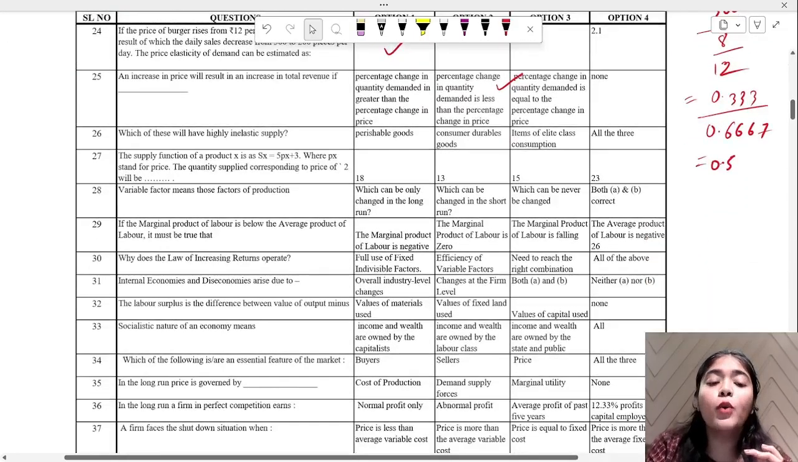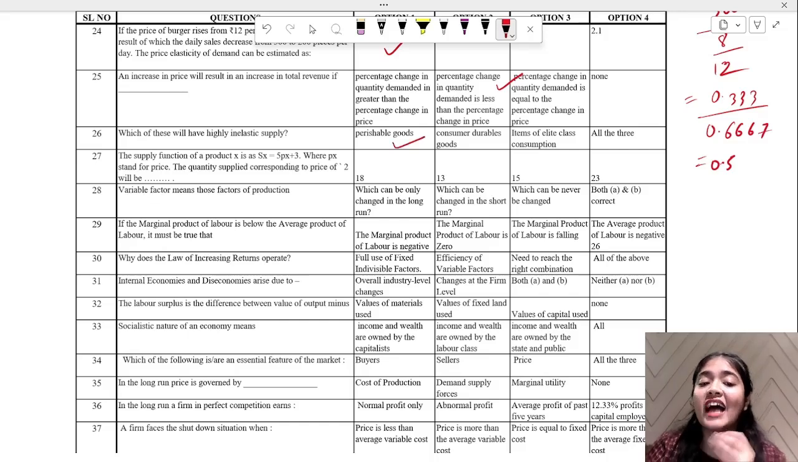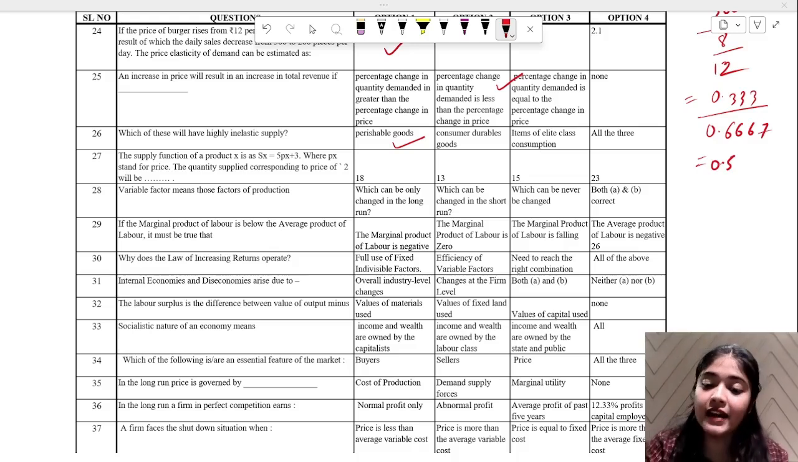Now, which of these will have highly inelastic demand? You have to see which of these is highly inelastic. So we know it very well that perishable goods have highly inelastic supply. Okay, the supply function of a product X is Sx equals 5Px plus 3, where Px stands for price. The quantity supplied corresponding to the price of 2 will be? Now tell me what should be the correct answer here. Take your time, take 15 seconds again and calculate it.